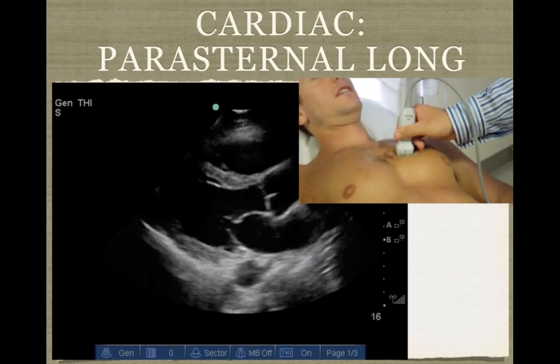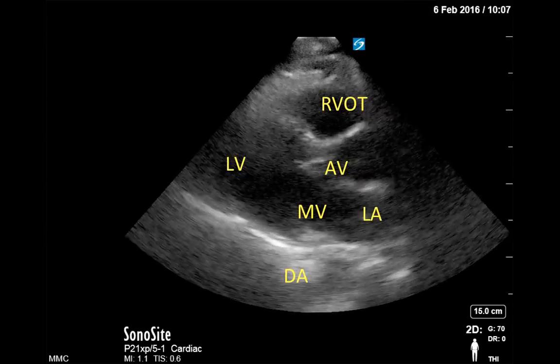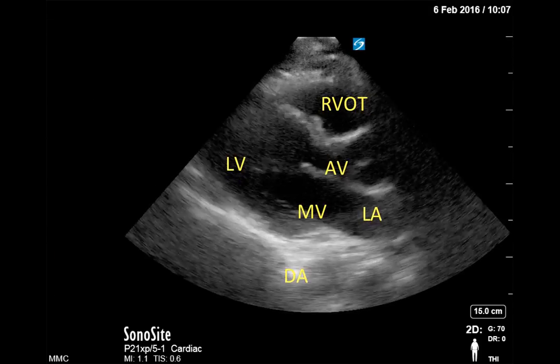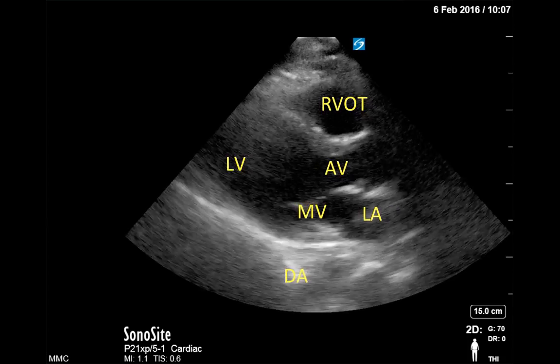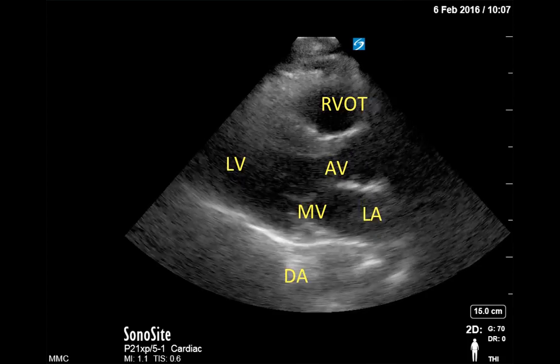The first view is the parasternal long axis view. If the ultrasound packaging has a cardiac mode, the probe marker is pointed towards the patient's right shoulder. If the ultrasound is set on a basic mode, the probe marker is pointed towards the patient's left hip. The probe is placed to the left of the sternum. It doesn't matter where the probe marker is pointed towards as long as you can get this view. In this video we see a parasternal long axis view.